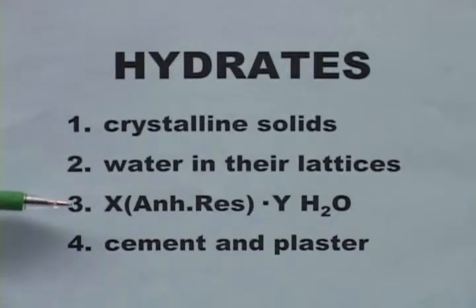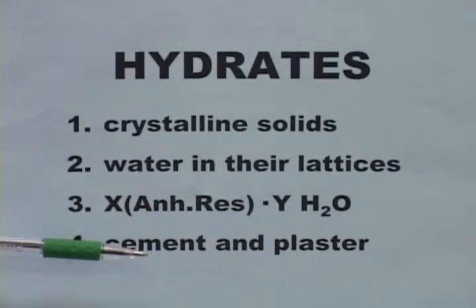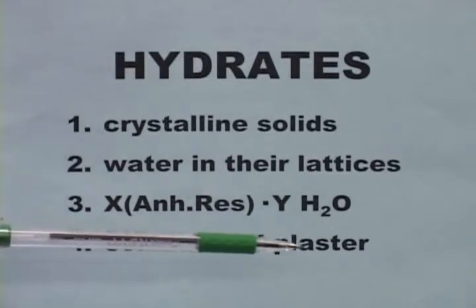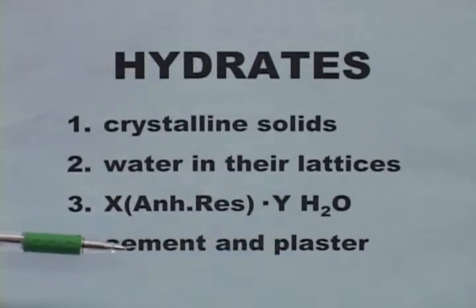And they form stoichiometric compounds, where here X and Y are small integers. And they are very prevalent. For example, the setting of cement or concrete and the setting of plaster, these are all examples of the formation of hydrates.